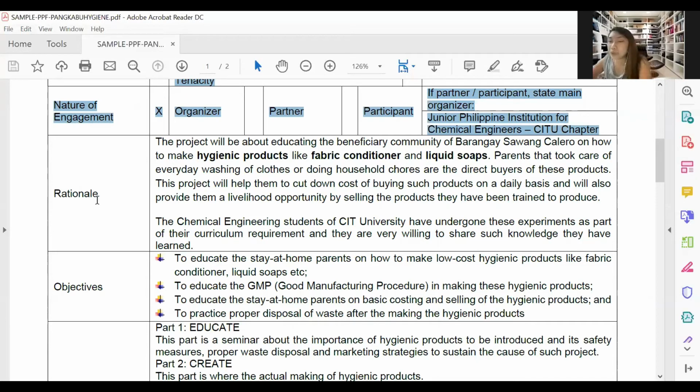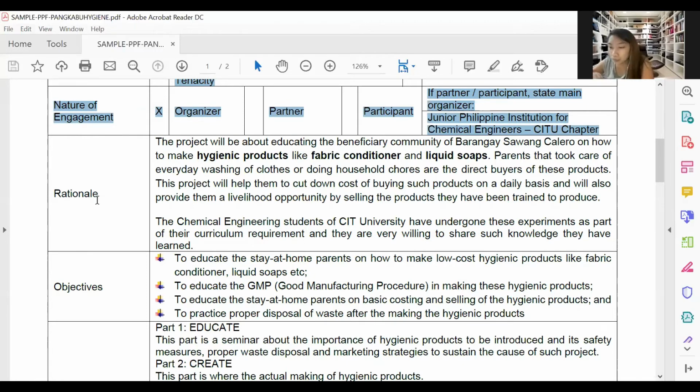For example here, the project will be about educating the beneficiary community of Barangay Salawang Calero on how to make hygienic products like fabric conditioner and liquid soaps. Because the stay-at-home parents that take care of everyday washing of their clothes and household chores are also the direct buyers of the products, it will help them lower their cost of buying such products, and at the same time they can create a livelihood out of the knowledge they will get in making those products.